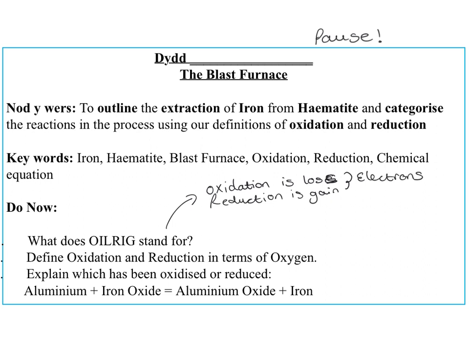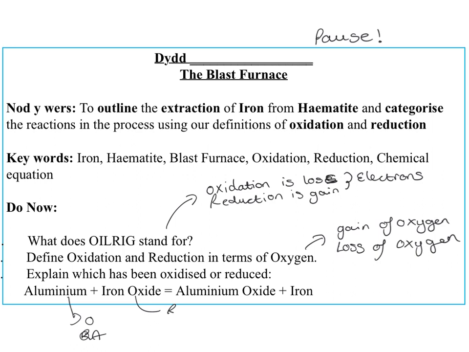Okay, define oxidation in terms of oxygen. So oxidation is the gain of oxygen, and reduction is the loss of oxygen. So it's the other way round in terms of oxygen. Explain which has been oxidized and reduced. So aluminium is being oxidized, so it's also the reducing agent. Then oxide is being reduced, so it's the oxidizing agent. Okay.